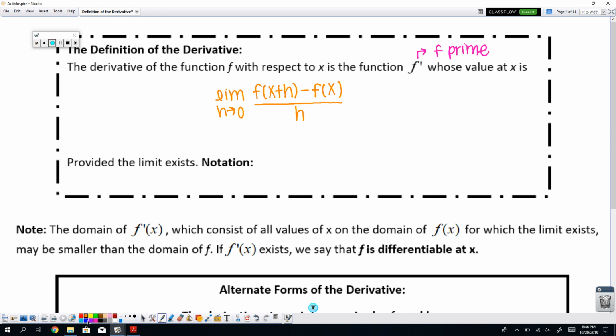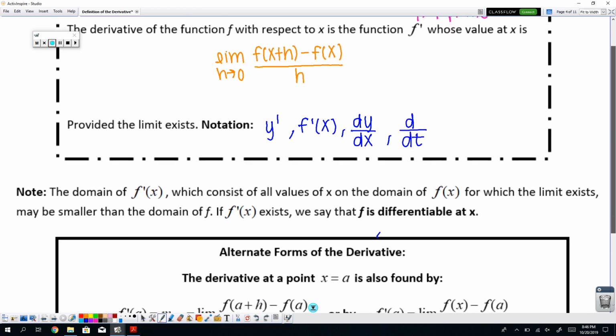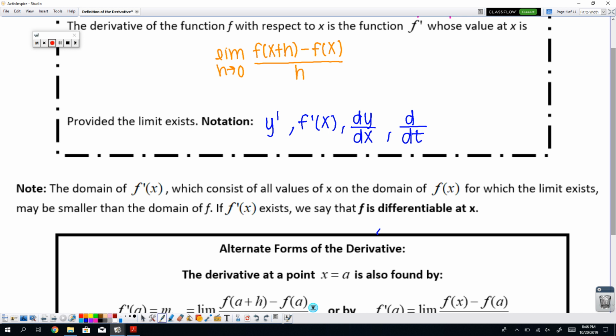So the notation for this, you've got a bunch of different ones. You've got y prime, you've got f prime of x, you've got dy dx, you've got d dt, and I'm sure we'll see a couple more along the way. Okay? So the domain of f prime of x, which consists of all values of x on the domain for which the limit exists, could be smaller than the domain of f. If the derivative exists, we say that f is differentiable at x.